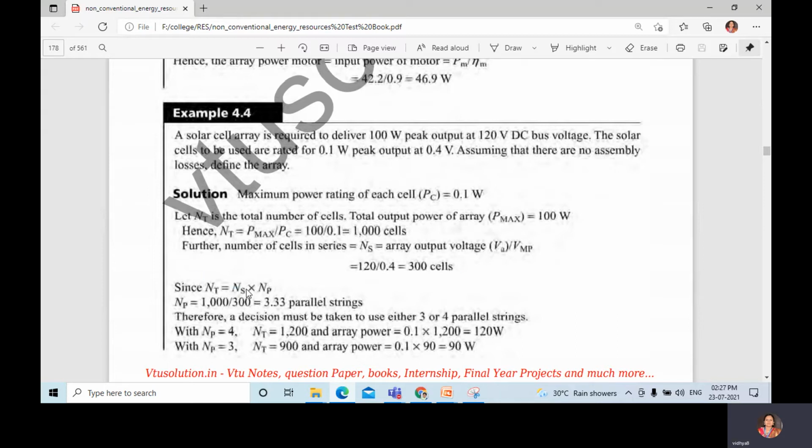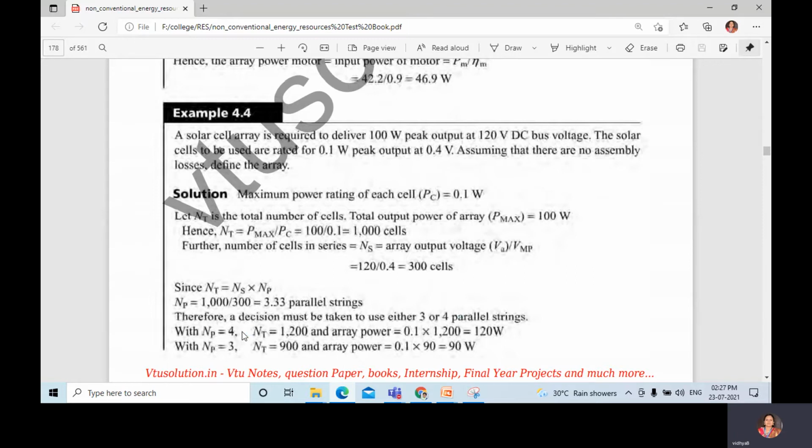And NT is equal to NS into NP. Here NP we don't know. NT we got, that is 1000 cells. So 1000 divided by 300 is equal to 3.33 parallel strings. Therefore, a decision must be taken to use either 3 or 4 parallel strings.